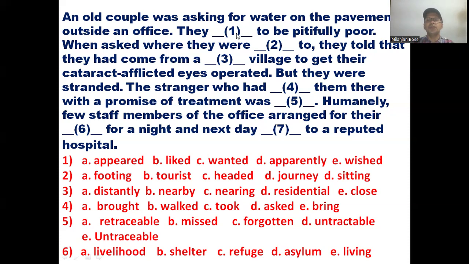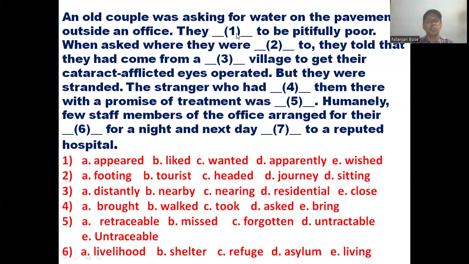Now from a dash village to get their cataract afflicted eyes operated. तो नजदीक कोई विलेज के बारे में बात कर रहे हैं, तो डिस्टेंटली यहाँ हुआ नहीं, नियर बाय या इट कैन बी, नियरिंग वेरी क्लोज कॉल, रेसिडेंशियल होगा नहीं, एंड क्लोज होगा नहीं.